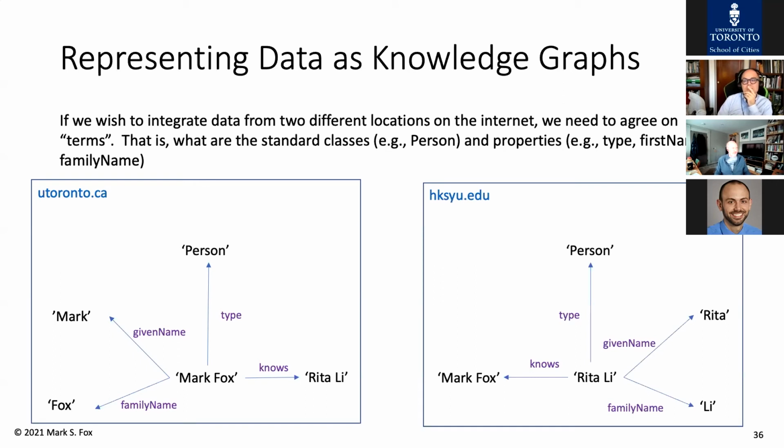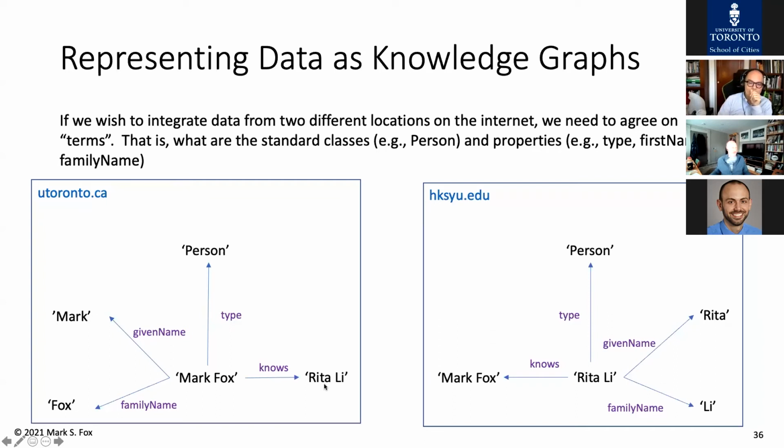Now imagine over at HKSYU, there is a comparable representation of Rita Lee. And it turns out that Mark Fox is known by Rita Lee, and Mark Fox knows Rita Lee. But for all intents and purposes, these are separate. Okay? How do we know that this Mark Fox is the same as this Mark Fox and this Rita Lee is the same as this Rita Lee? I assure you, within the city of Toronto, there's at least 3 Mark Foxes. At least 2 of them I'm aware of, myself and another. Okay? And the fact that I represent my name as a string does not in any way uniquely identify Mark Fox. Okay? Nor does Rita Lee here uniquely identify who Rita Lee is referring to.